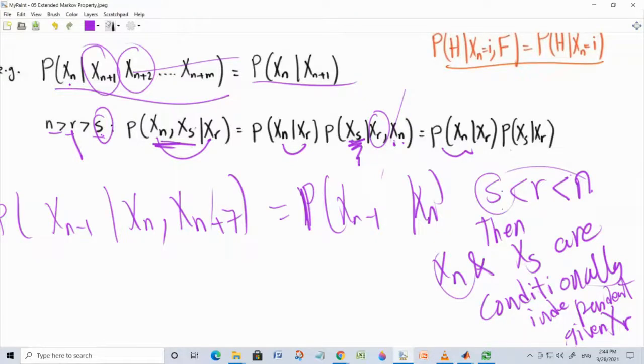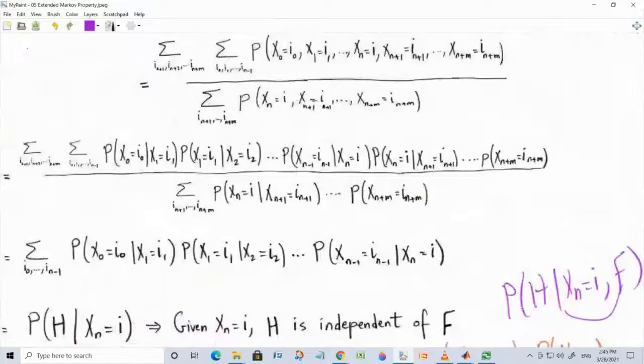So the extended Markov property is very useful, because once you spend time to understand this page, it will allow us to apply the Markov property in all its forms without having to do things from scratch.